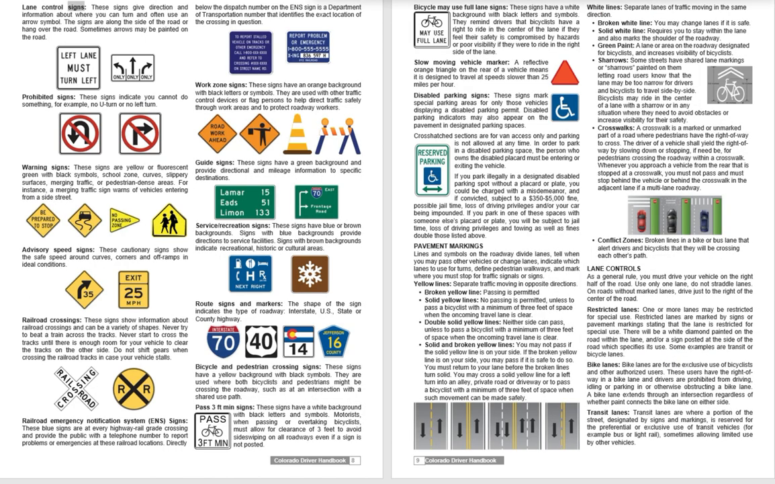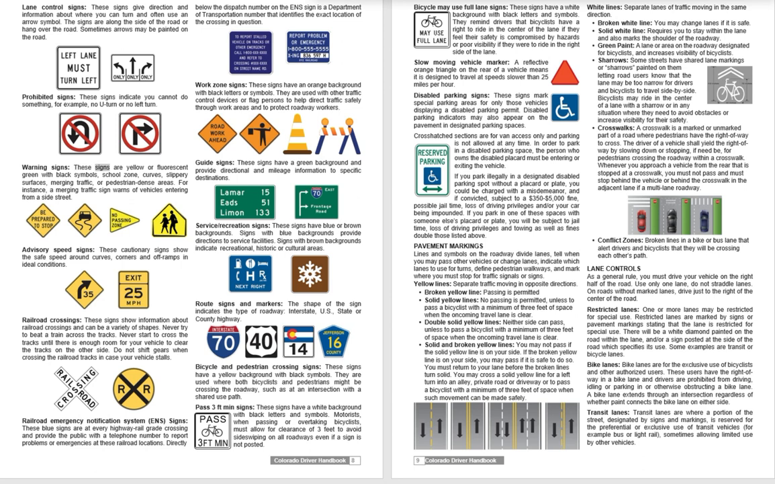Lane control signs. These signs give direction and information about where you can turn and often use an arrow symbol. The signs are along the side of the road or hang over the road. Sometimes arrows may be painted on the road. Prohibited signs. These signs indicate you cannot do something, for example, no U-turn or no left turn.